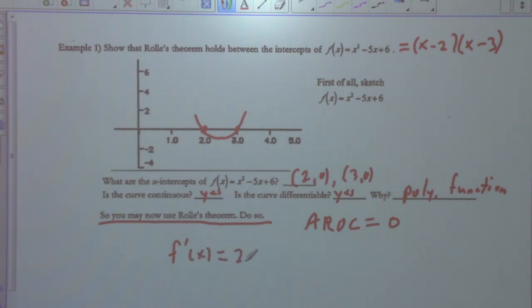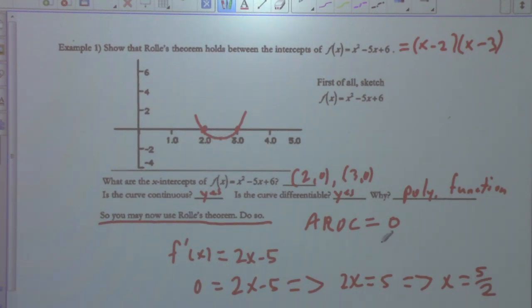2x minus 5. And so what do we do with the 0 here? Set this equal to 0. So we have 0 equals 2x minus 5. And so work it out right here. We have 2x equals 5, so x equals 5 over 2. Right? Which is visually what you'd expect it to be.